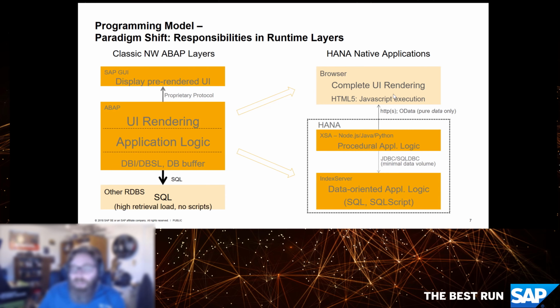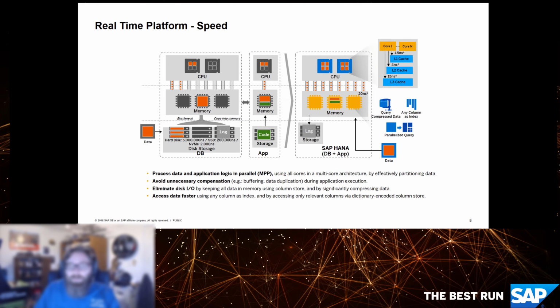You see the other shift here. We go all browser-based, SAP UI5, HTML5 based rendering, JavaScript on the client side. We'll talk more about how these different layers work in the future, but it's helpful to have a general understanding here of the change, the massive change in the paradigm of how we develop in this environment.